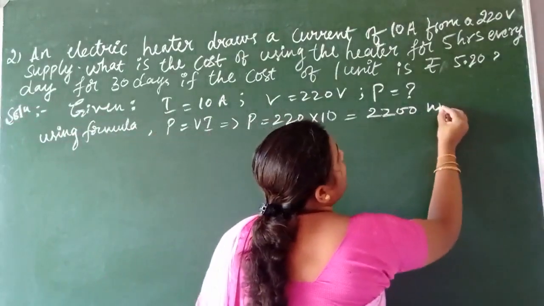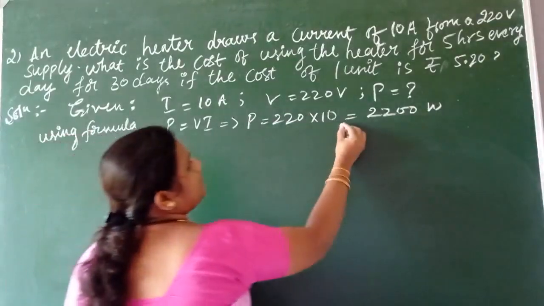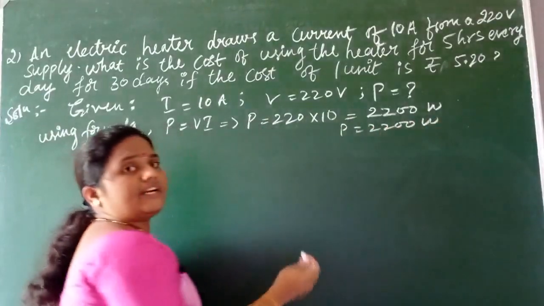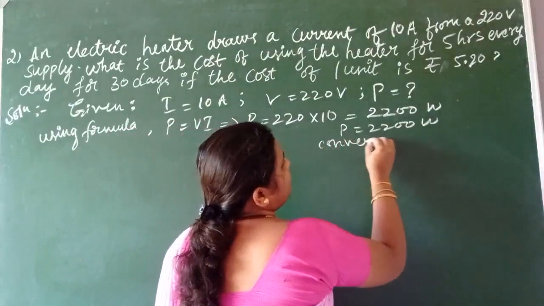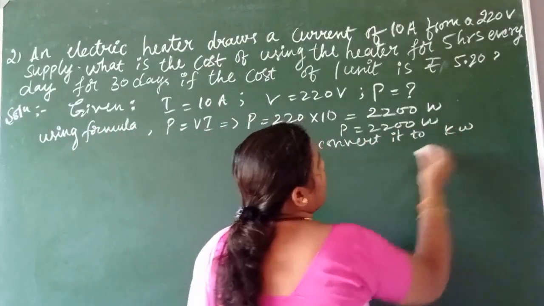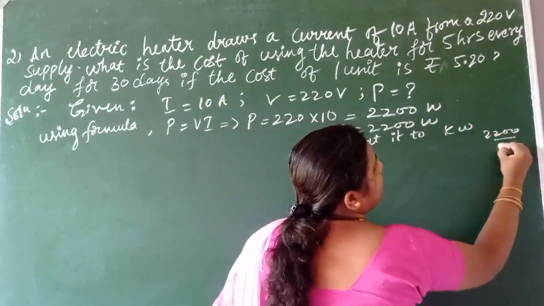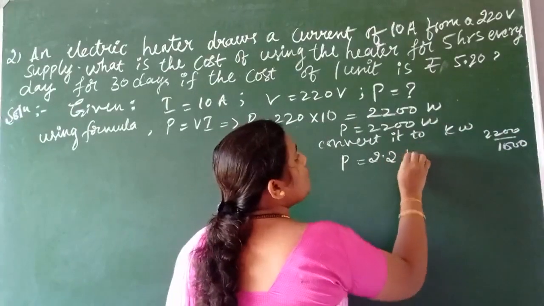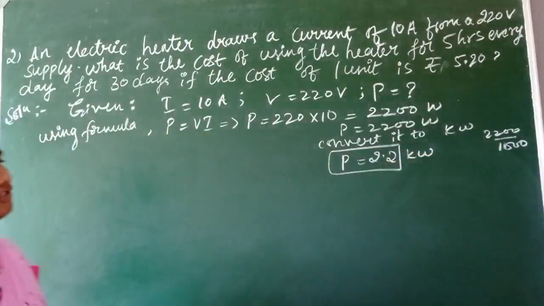Kilowatts. So P is equal to 2200 watts. Convert it to kilowatts. Then divide this 2200 by 1000, which means 2.2 kilowatts is the power consumed.